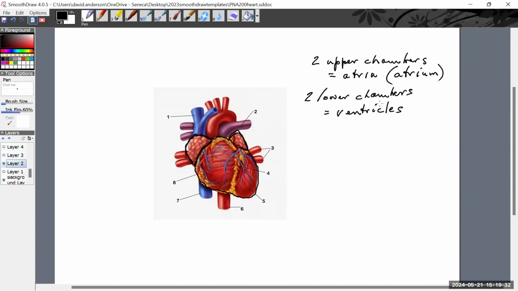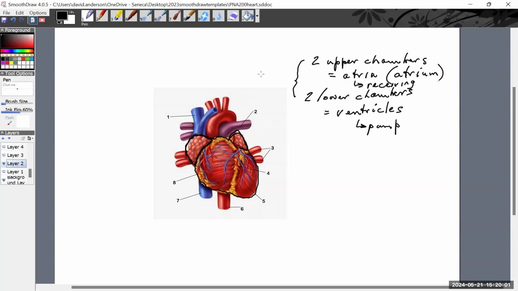Now, the ventricles themselves, they're the real pumps, okay? They're the ones that are going to pump. And the atria are described as receiving chambers. So when we start to draw out the pathways of blood flowing through the heart, they're going to flow through these chambers in a one-way fashion.